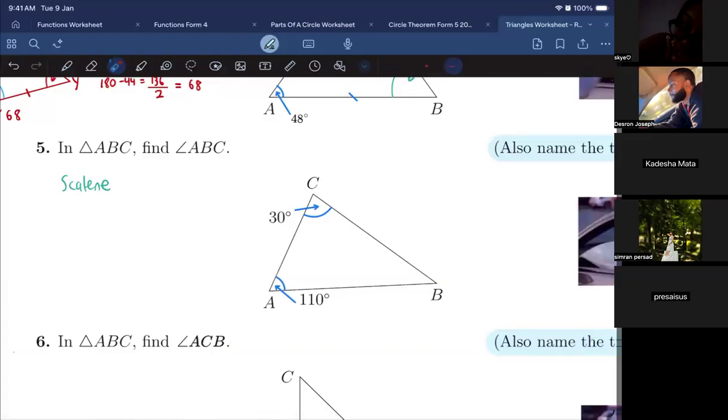Add angle A and C and take it away from 180. That's correct. It's going to be 180 degrees minus open bracket 30 plus 110. That's going to be 180 minus 140, and you should get 40 degrees. So that's what angle ABC is equal to.